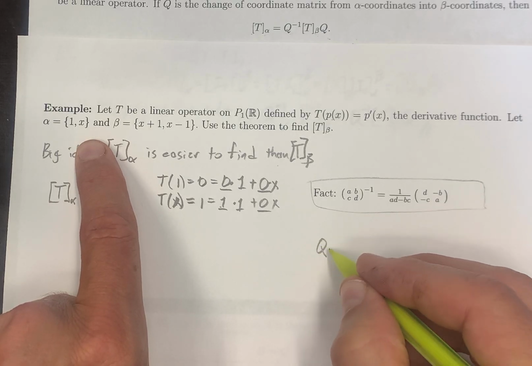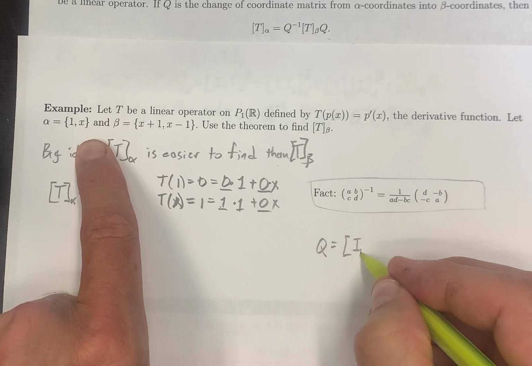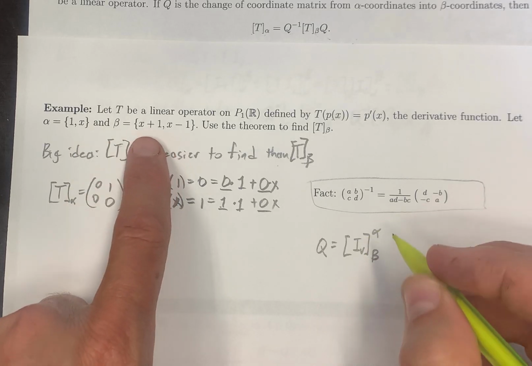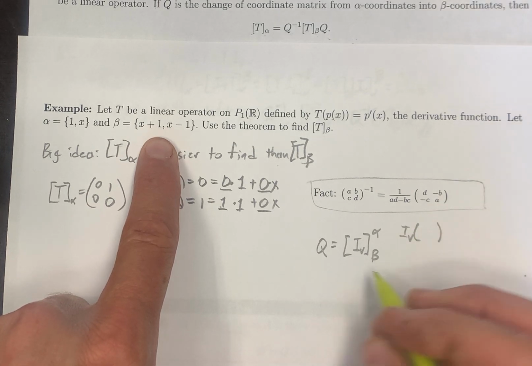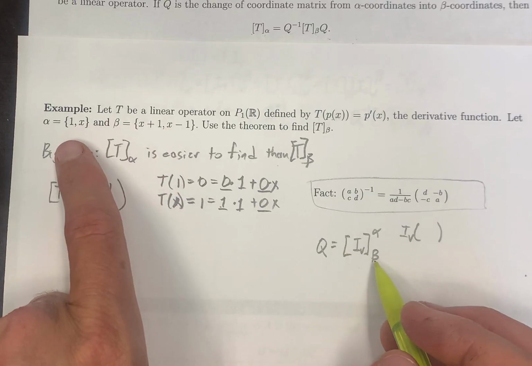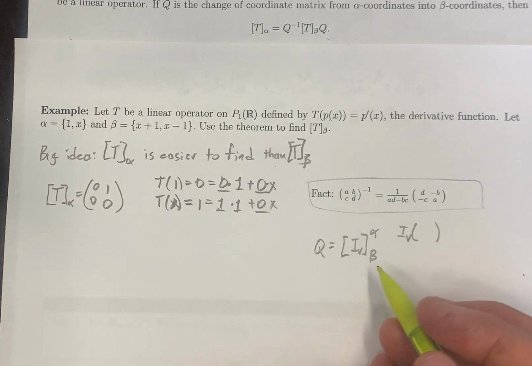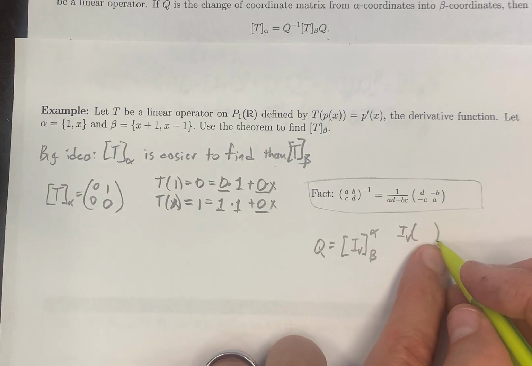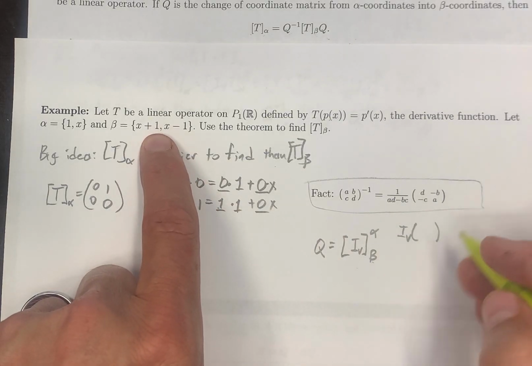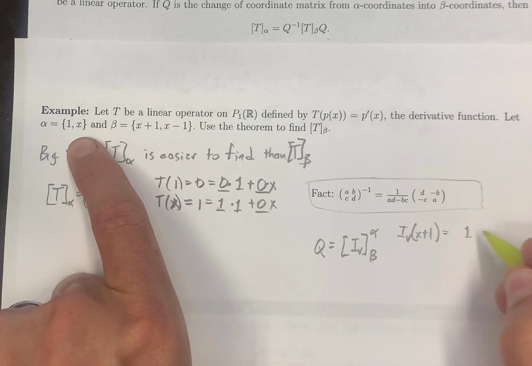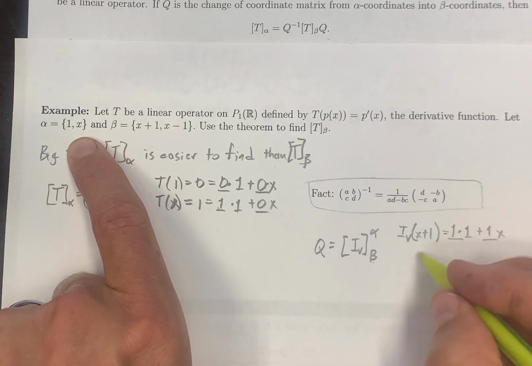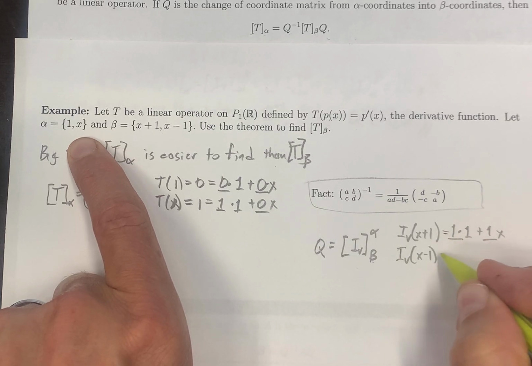So I'm going to pick Q to be the identity from beta to alpha because beta is the more complicated basis. And hopefully you can see why this is. You could pick Q to be the opposite, then your inverse is the opposite, and play the game the other way. Okay, so what's IV on the first basis element in beta? x plus 1. Well, since this is in terms of the simple basis, I just need to know how many 1s there are and how many x's. So 1, 1. IV of x minus 1.